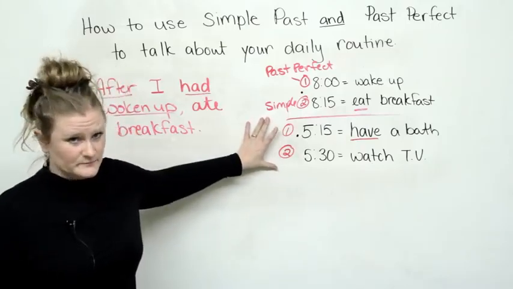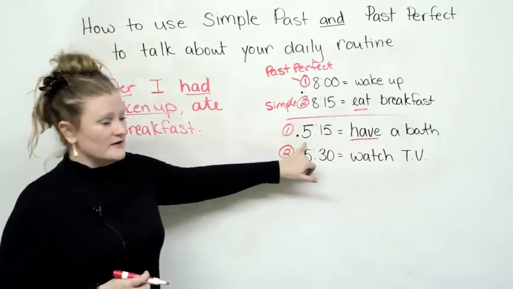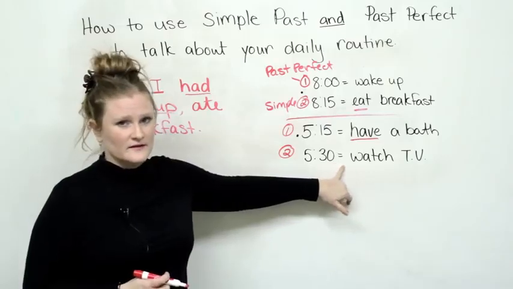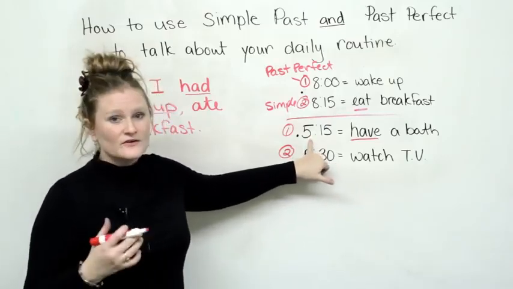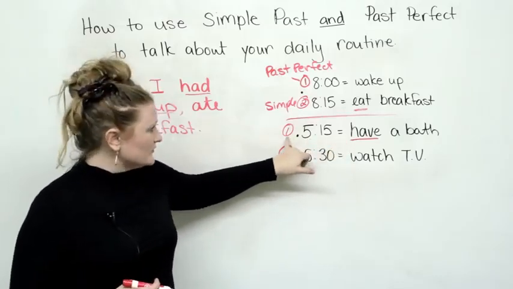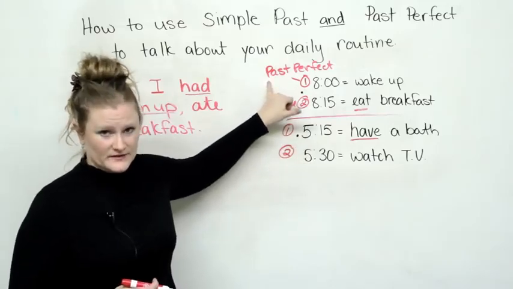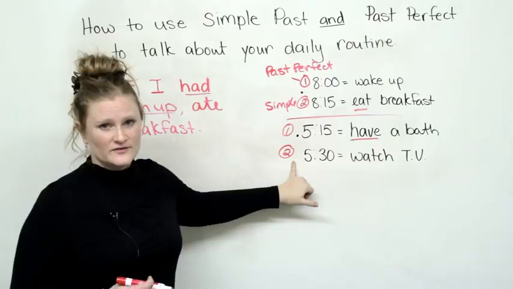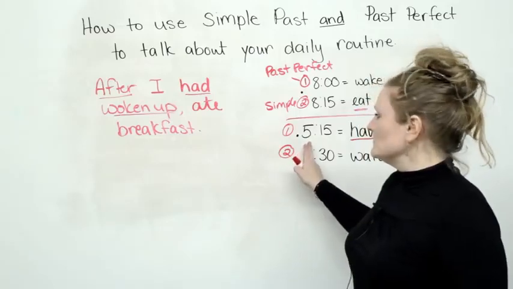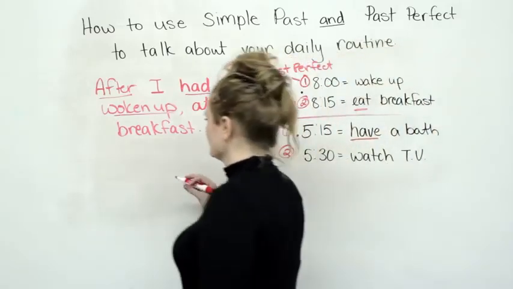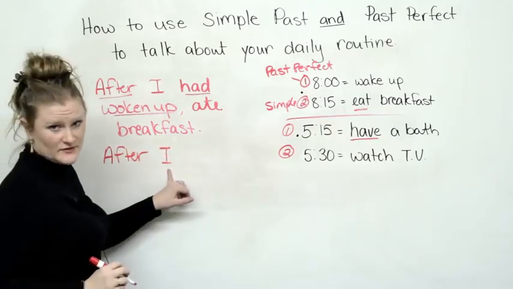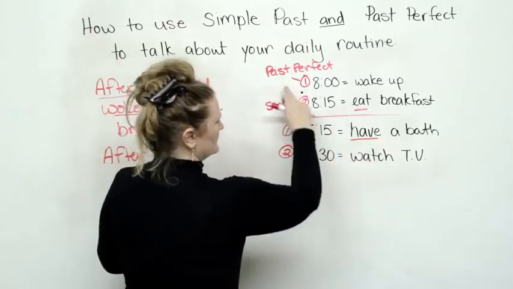Let's have a look at the other example. So, at 5:15, I have a bath, and at 5:30 I watch TV. The very, very first or the earliest action that I did was I had a bath. So the first action, again, I need to put into past perfect. The second action I did was I watched TV. So let's do the sentence together. Okay, so again, we're going to use after to begin the sentence. So I'm going to say after I need my subject, and I'm going to use past perfect.